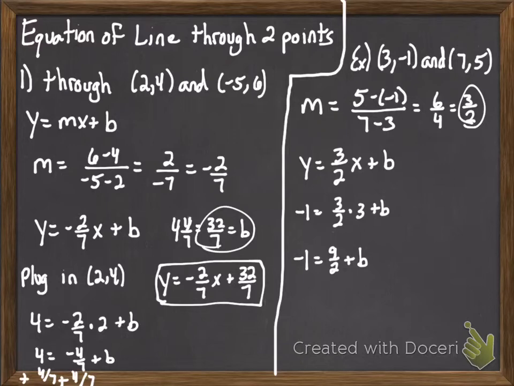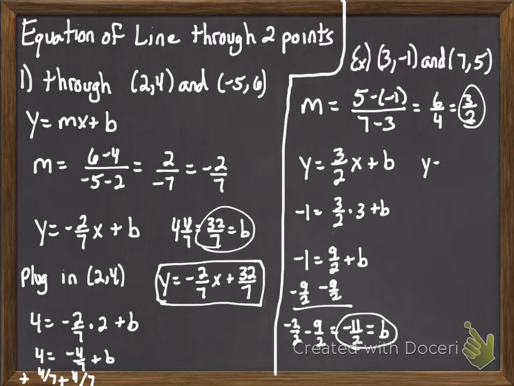And then at this point we want to solve for b, so we subtract 9/2 from both sides. When we do that, we have negative 1 minus 9/2. To simplify that, we have to get a common denominator, so negative 1 becomes negative 2 over 2. Negative 2 minus 9 would be negative 11 over the common denominator of 2. So our b value, our y-intercept here, is negative 11/2. And so we can write our equation down: y equals 3/2 x minus 11/2.